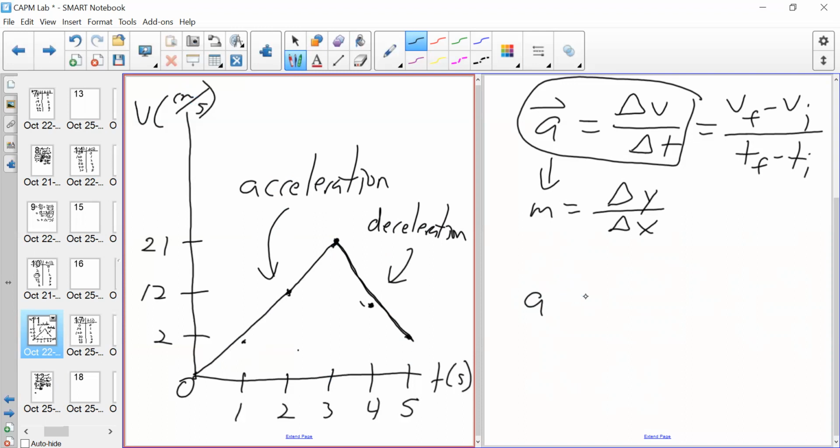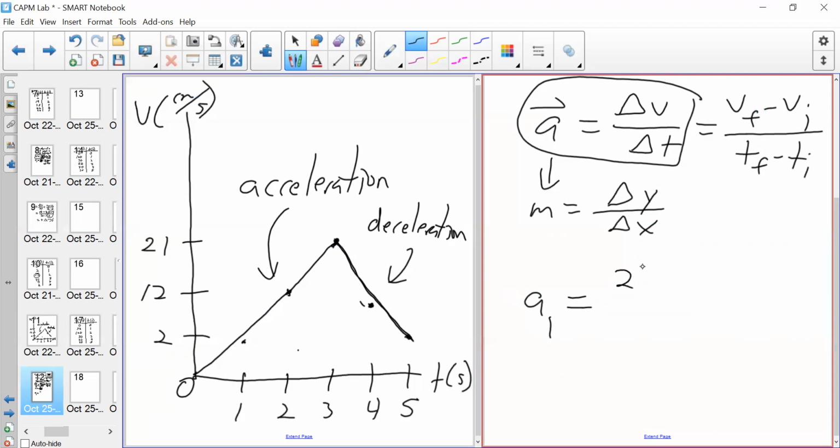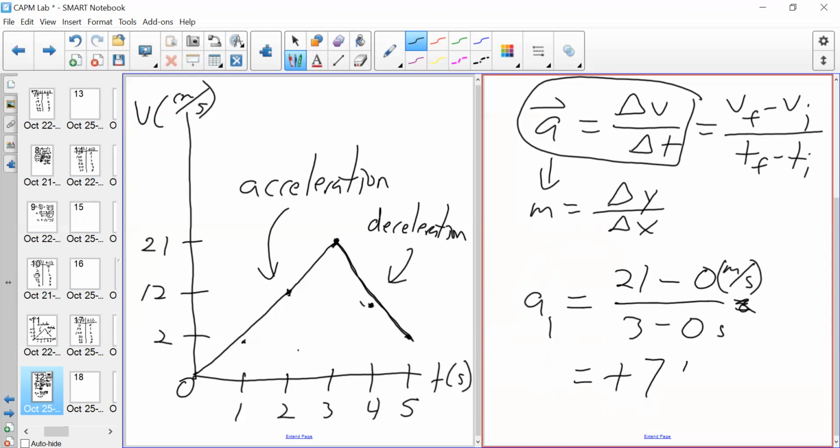So let's take the acceleration, or the slope, from 0 to 3. Final velocity is 21 minus initial velocity of 0, divided by 3 minus 0. And that gives me 7. I can get the units here: meters per second divided by seconds. That's going to give me positive 7 meters per second squared.